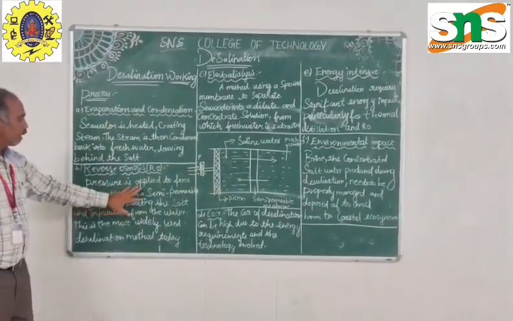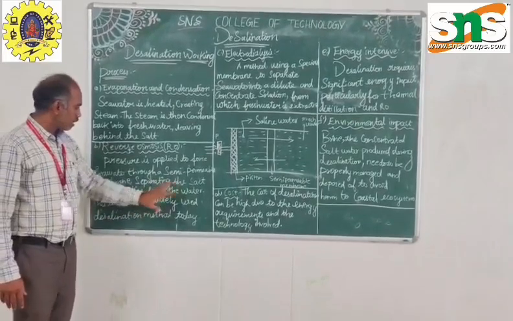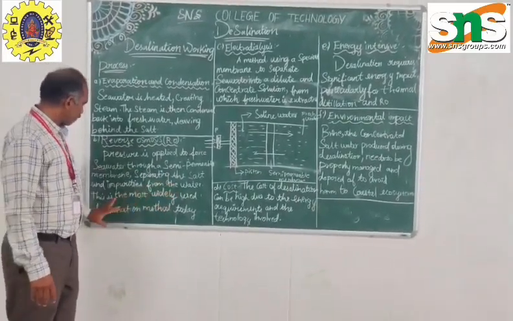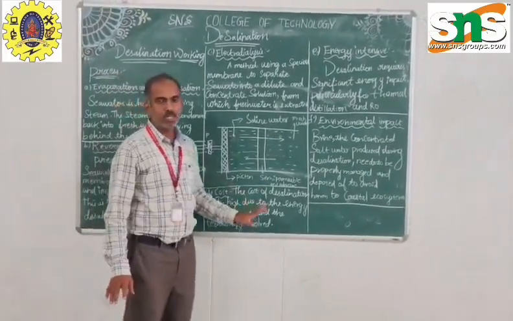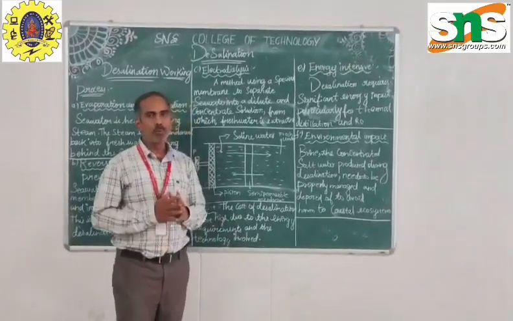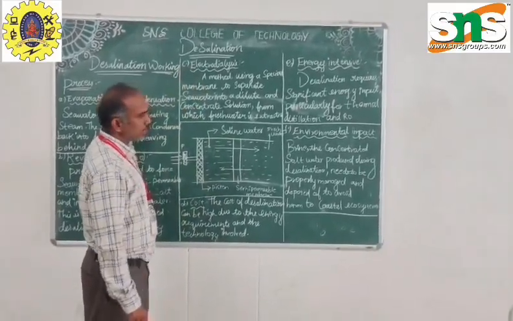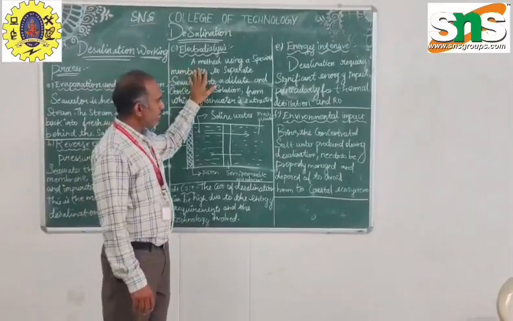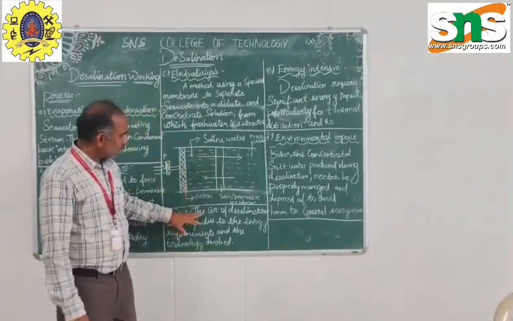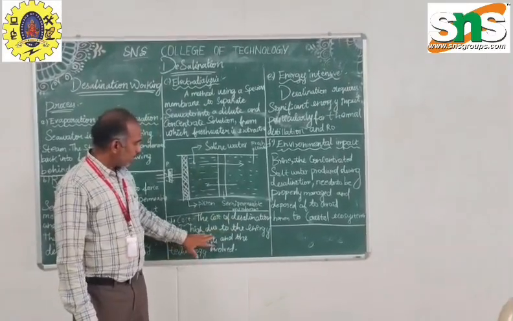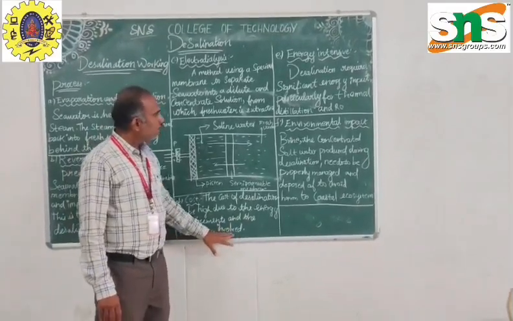The pressure is applied to force seawater through the semi-permeable membrane. It separates the salt and impurities from the water. This is the most widely used desalination method. Desalination means the removal of salts from the impure form of water. Compared with other methods, such as the evaporation method and electrodialysis, this method is cost effective. The cost of desalination can be high due to the energy requirements and the technology involved.